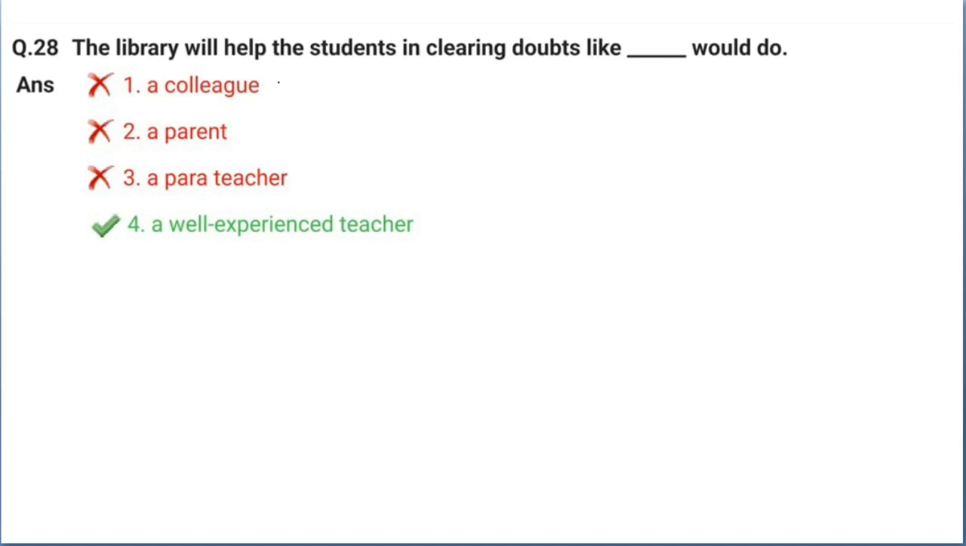Next, the library will help the students in clearing doubts like they should do. Option 1, a colleague, a parent, a para-teacher, a well-experienced teacher. Of course, a well-experienced teacher, option 4 is the correct one. Then question number 29.